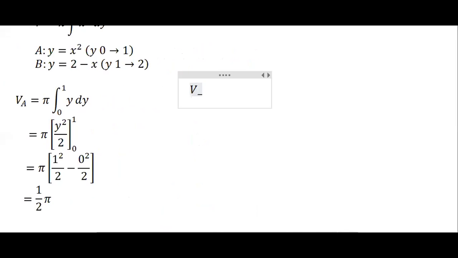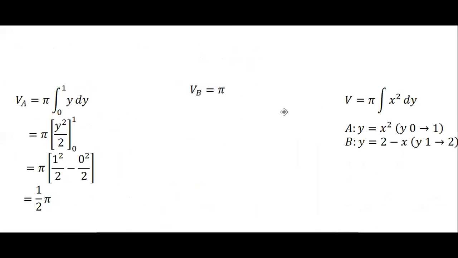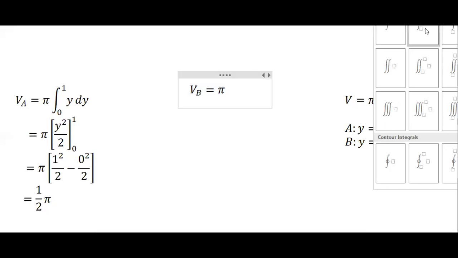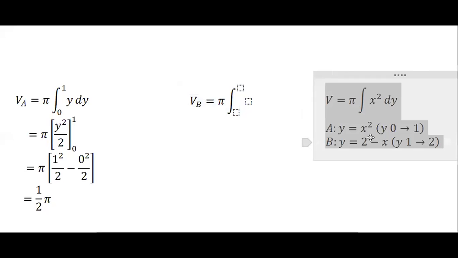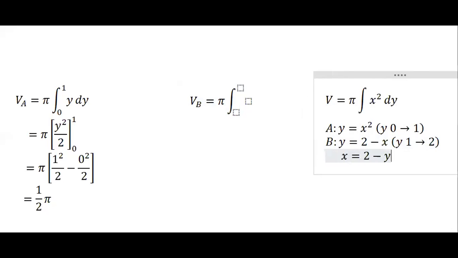Let's do for B. Okay, pi. Kita nak cari guna x square kan? I put here, x square. So, what is my x square? Y is equals to 2 minus x. Can you rearrange? Boleh susun tak? X sama dengan apa? So, x equals to? Rearrange. 2 minus y. Okay, 2 minus y.